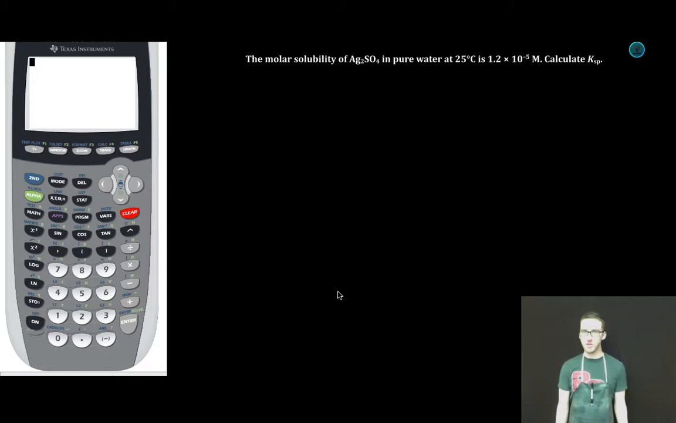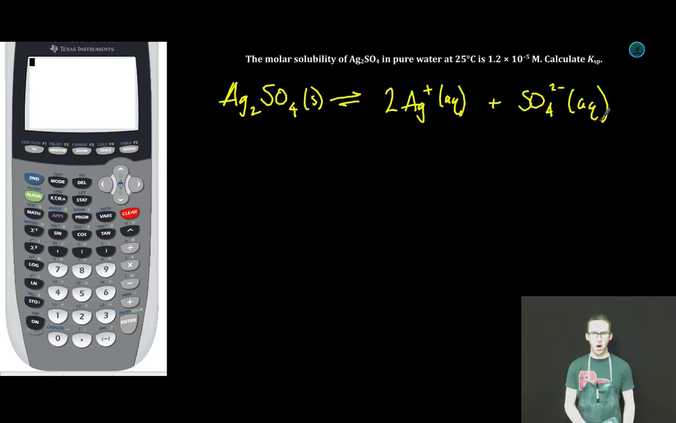The molar solubility of silver sulfate in pure water at 25 degrees Celsius is 1.2 times 10 to the minus 5 molar. Calculate KSP. First, an equation. Boom. Illustrating placing silver sulfate in water, dissolving into its ions. Notice the ratio of ions, 2 silver ions for every 1 sulfate ion, based on the ratio of ions in that formula. Ice table time.